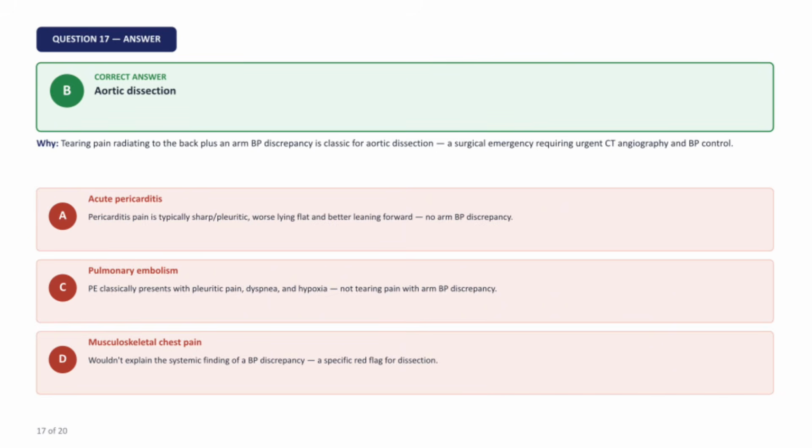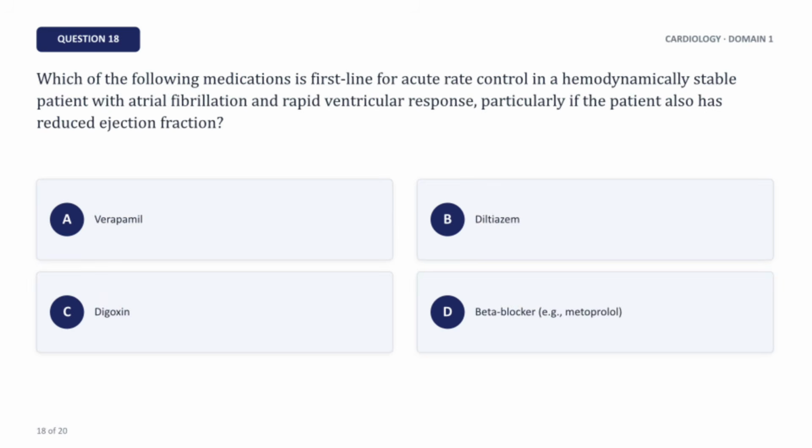Why isn't C correct? Pulmonary embolism classically presents with pleuritic pain, dyspnea and hypoxia, not tearing pain with arm BP discrepancy. Why isn't D correct? Wouldn't explain the systemic finding of BP discrepancy, a specific red flag for dissection. Let's move on to the next question.